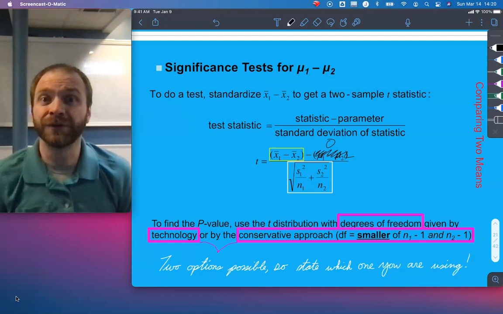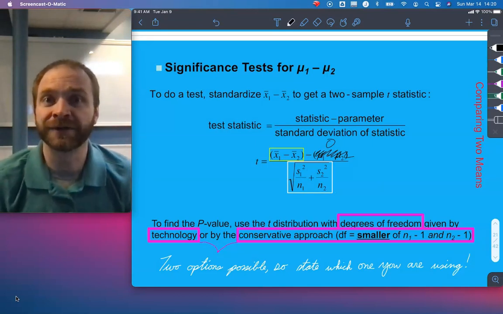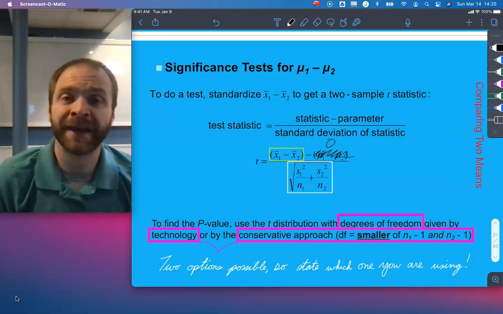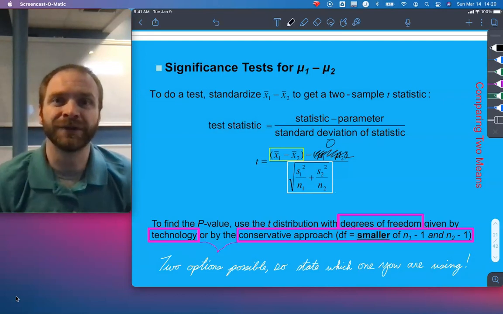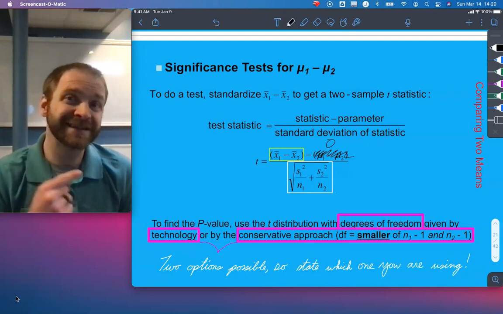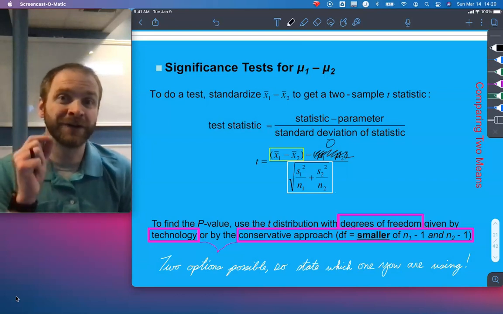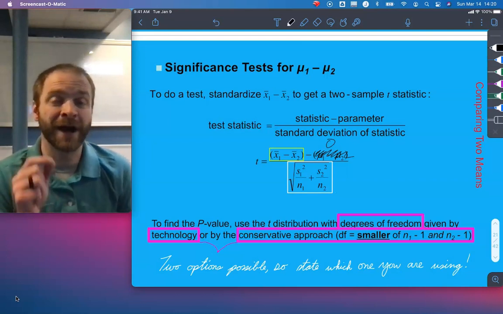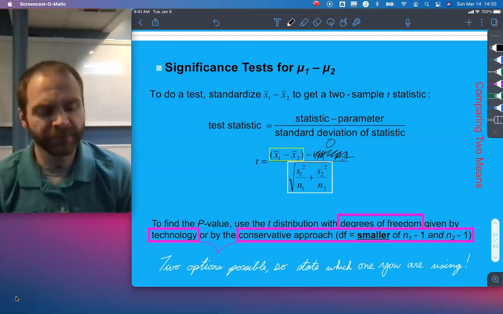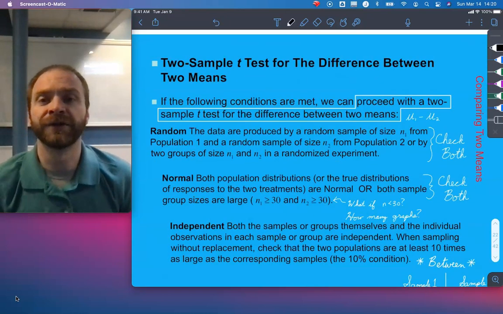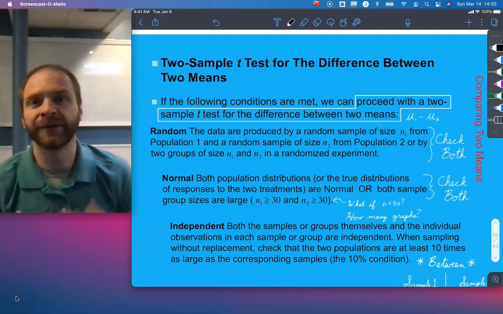Or you can use technology with your calculator, which will calculate the true degrees of freedom. And it doesn't matter which one you do. So make sure you state to the grader which one you are using. That is important for you to do so they understand how you have your degrees of freedom. And then you have the conclude. You look at the p-value and determine, okay, do I reject or fail to reject?